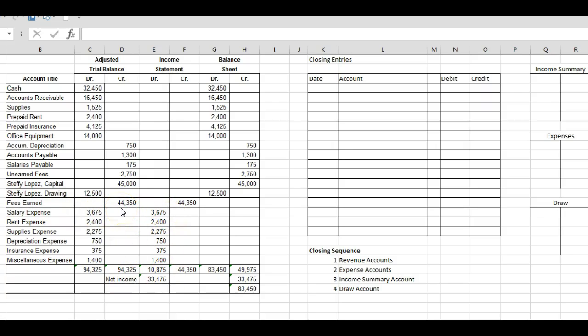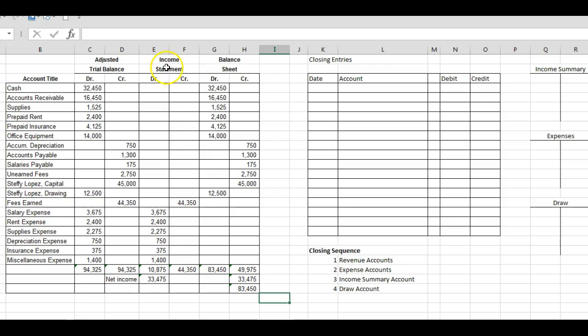You had the $43,350 in revenues and $10,875 in expenses, which gave you a net income of $33,475. We got that. Then we pulled our balance sheet over and found out it didn't balance, but the net income made it balance.